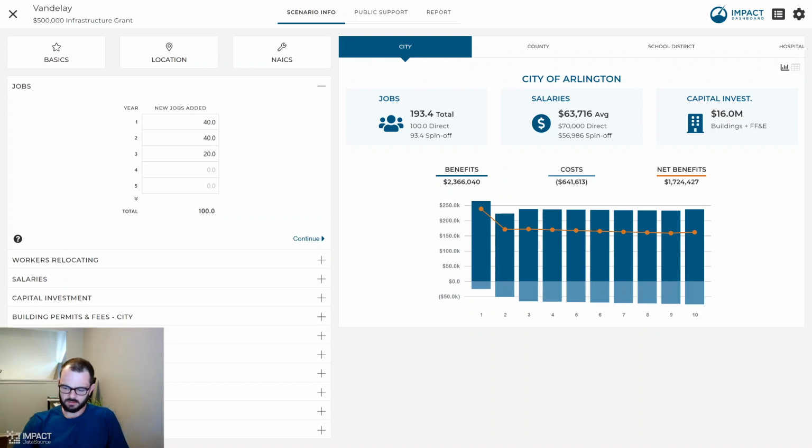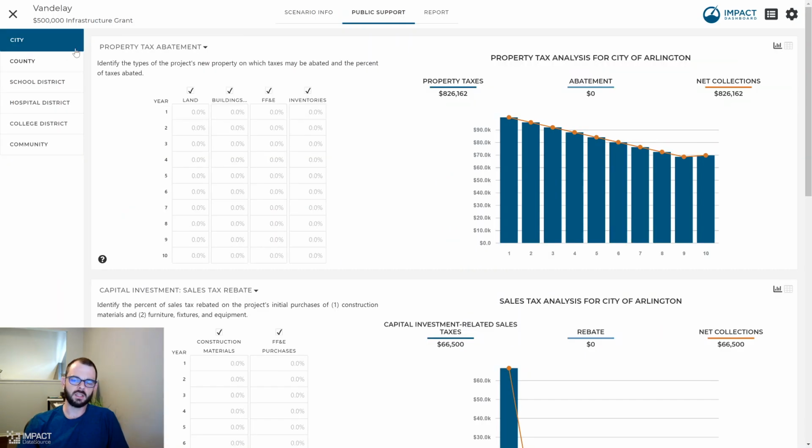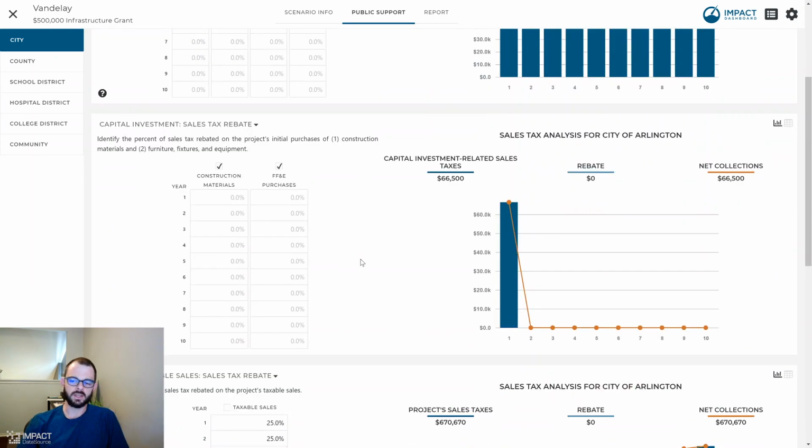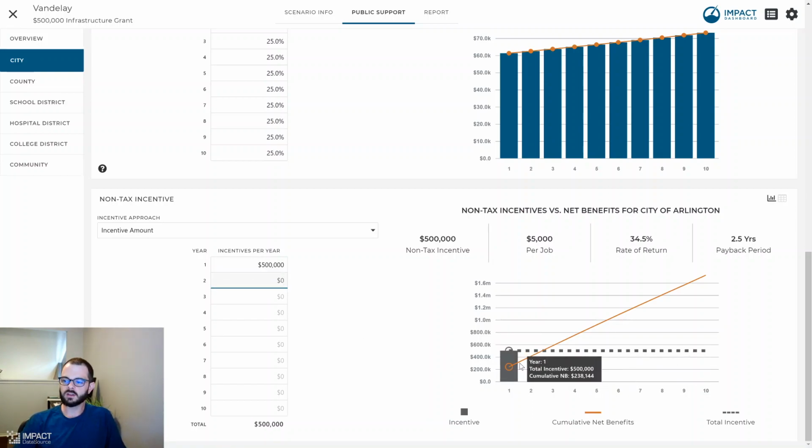And this is very similar to a non-tax incentive that you might think of, maybe given by an individual city or individual entity, I should say. So if you're doing a normal, quote unquote normal, non-tax incentive, you're looking at maybe an investment, say, of $500,000, and we're comparing that to the net benefits that that city receives over the period of the analysis, in this case 10 years, $1.7 million in net benefits compared against that investment of $500,000.